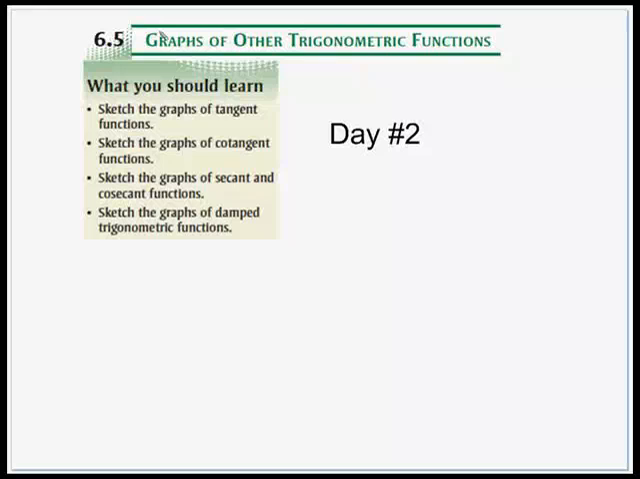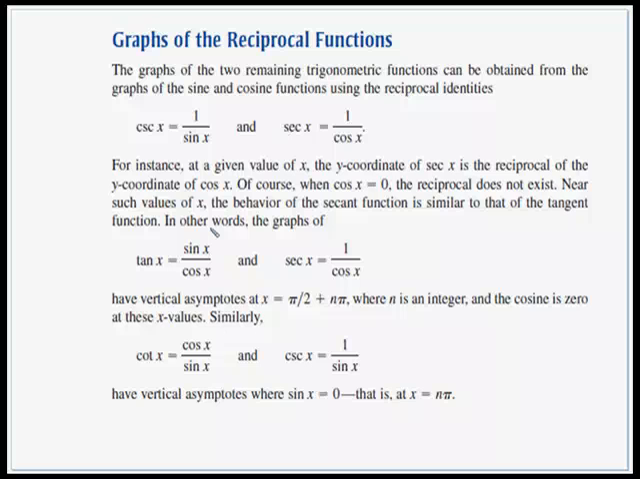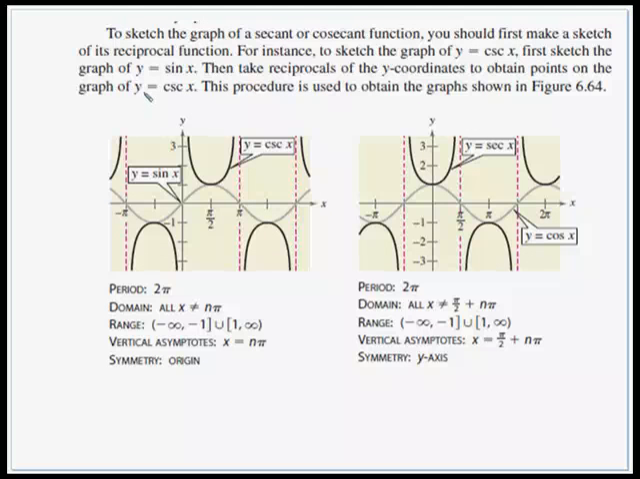Okay, in this video we're going to wrap up section 6.5, and that's the graphs of the other trig functions. We're just going to get rid of the last two that we haven't seen yet, secant and cosecant. So you can read this on your own. It just talks about them being reciprocals and having some asymptotes, just like tangent and cotangent functions.